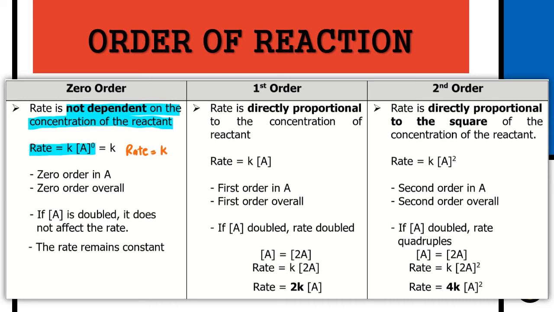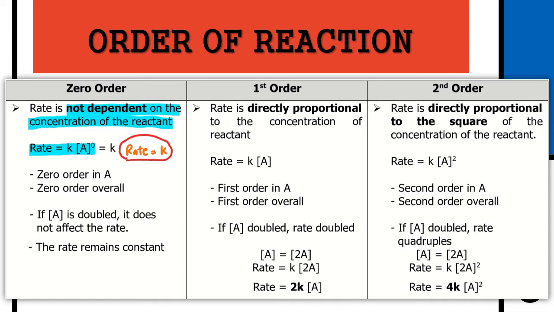As you can see here, it is zero order in A, so zero order overall. Like I said just now, if the concentration of A is doubled, it does not affect the rate of reaction. The rate will remain constant. Why? Because when we look at our rate law here, rate equals K, the concentration of A is not included here. That's why changing the concentration of the reactants will not change anything.